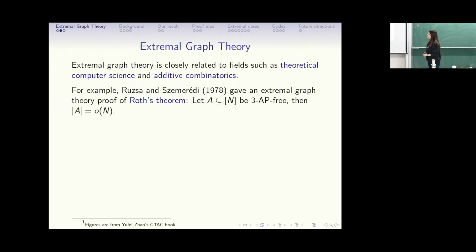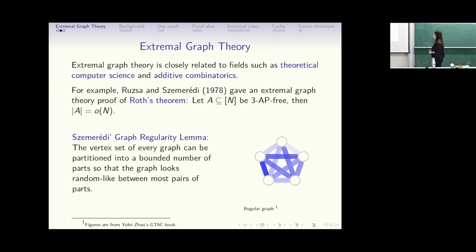And this field is also closely related to other fields such as theoretical computer science and additive combinatorics. So for example, Ruzsa and Szemerédi gave an extremal graph theory proof of Roth's theorem, which sounds more number theoretic. It states that if A is a subset of numbers from 1 to n, and if there's no three-term arithmetic progression in A, meaning that there's no x, x plus d, x plus 2d, where d is non-zero, then the size of A has to be little o of n. Okay. And how do they prove that? It's based on the regularity method.